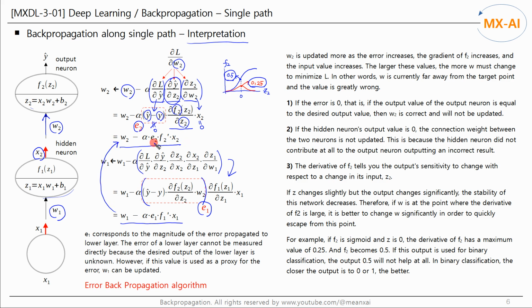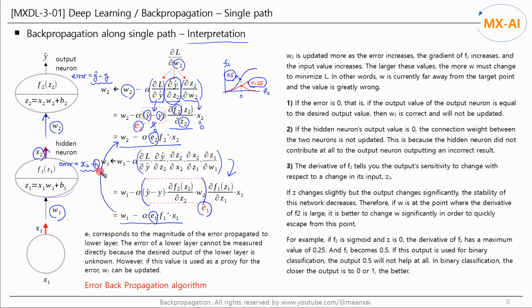Since E2 is the error of the output layer, it can be inferred that E1 is the error of the hidden layer. Since the desired output y is known in the output layer, the error can be easily calculated as y hat minus y. However, the desired output value from the hidden layer is unknown. If the desired output value is h, the error of the hidden layer can be calculated by subtracting h from x2. But since h is not known, the error cannot be calculated directly.